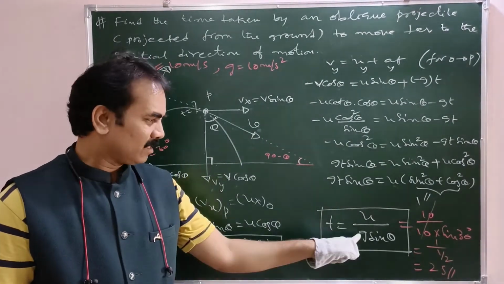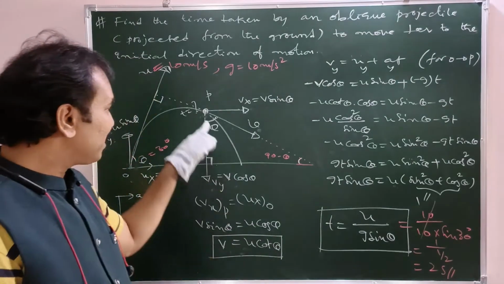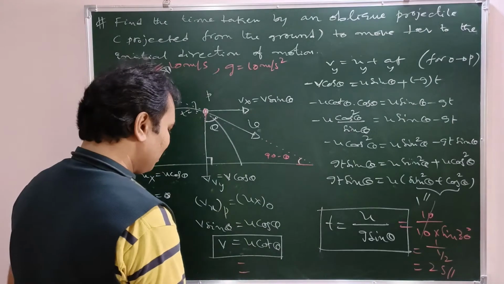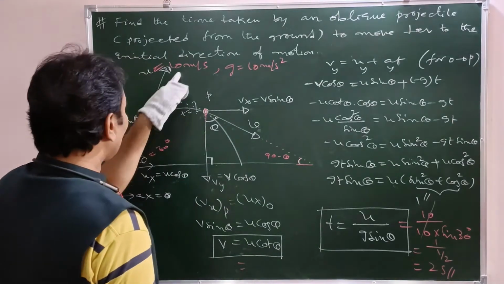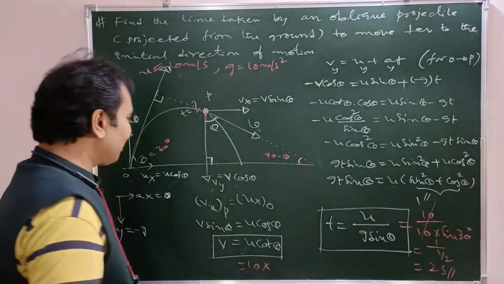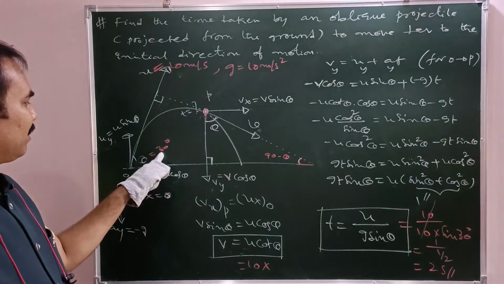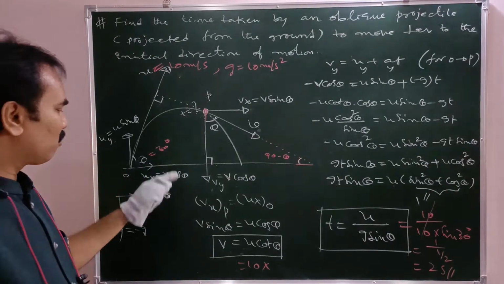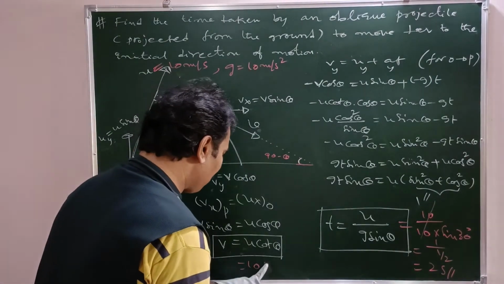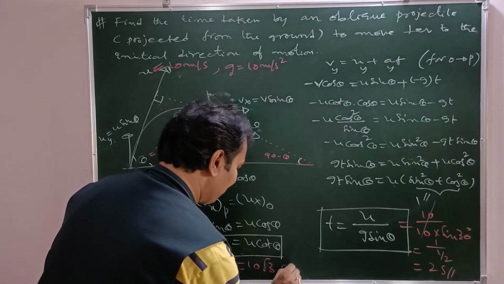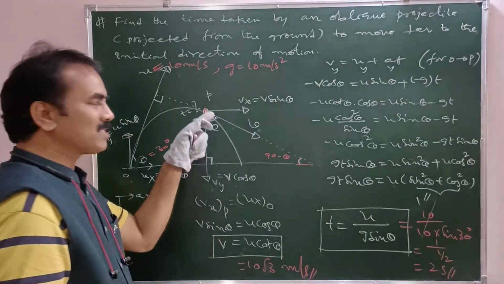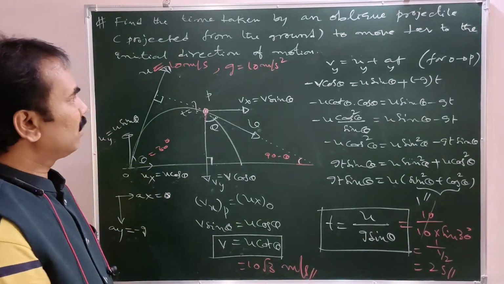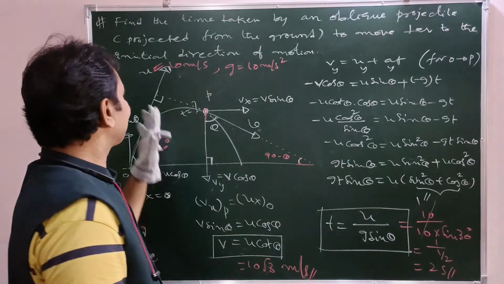Very simple. A shortcut formula. So what is the speed at that instant? That is U cot theta. U means 10 meter per second into cot theta. Cot 30 means root 3. So that is 10 root 3 meter per second. This is the speed of the projectile when it moves at right angles to the initial direction of motion, when it is projected from level ground. Right? Okay. Now coming to the next one.